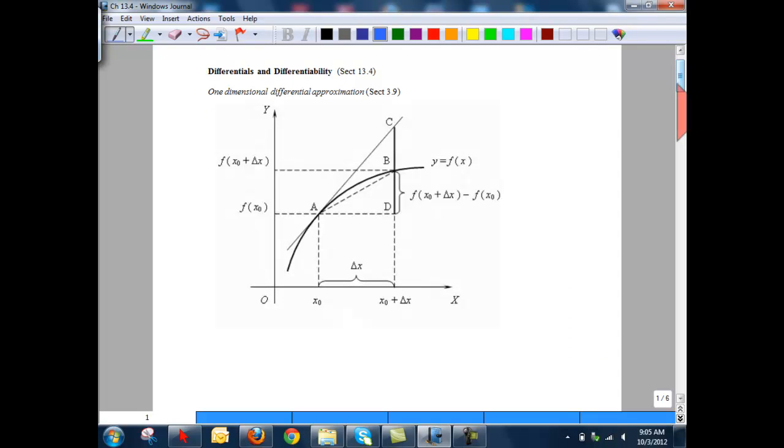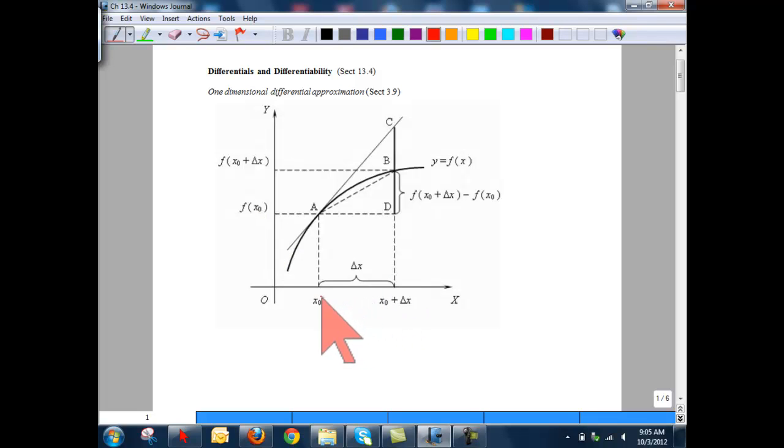I'd like to review a topic from Calculus 1. It's in section 3.9. The topic is differentials and linear approximation. So the starting point is that we have a curve, a function of one variable, y equals f of x, and we have a particular point in mind, point A, where we've taken x naught, a number, and put it into the function and gotten f of x naught.